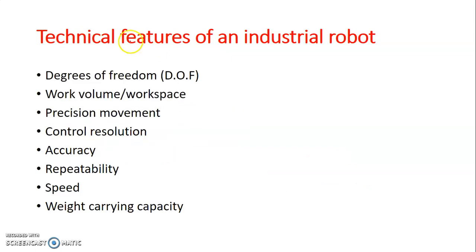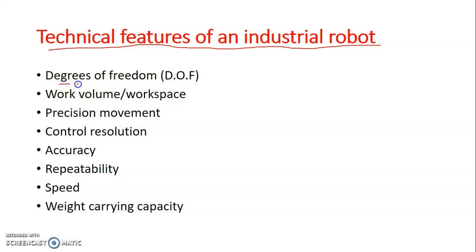So next one, we'll understand about technical features of an industrial robot. What are the different technical features? If you wanted to buy a robot or use a robot for a particular application, what are the technical features we have to look into to do that particular task?